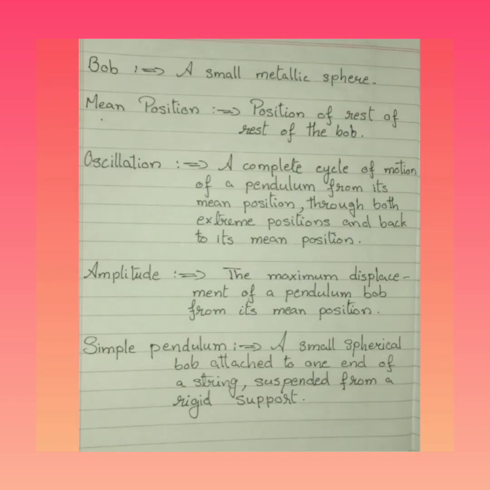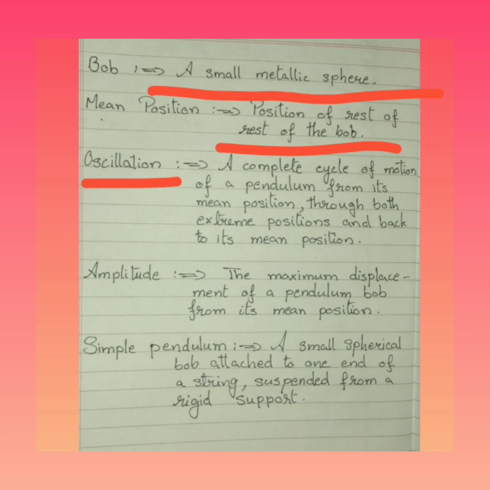You can see here a small metallic sphere is called the bob. Mean position, the position of rest of the bob. Oscillation, a complete cycle of motion of a pendulum from its mean position through both extreme positions and back to its mean position. Amplitude, the maximum displacement of a pendulum bob from its mean position. Then simple pendulum, a small spherical bob attached to one end of a string suspended from a rigid support.